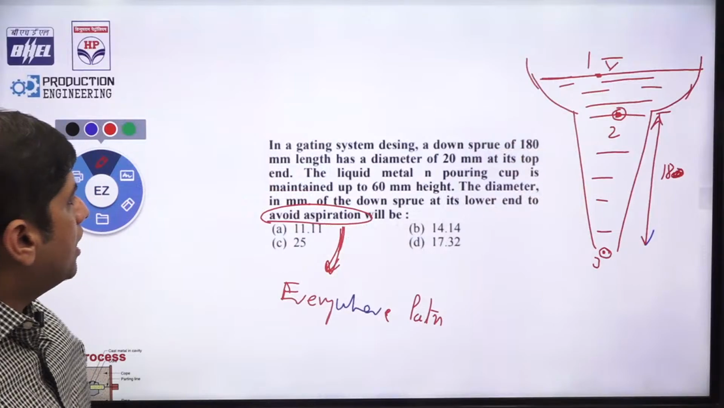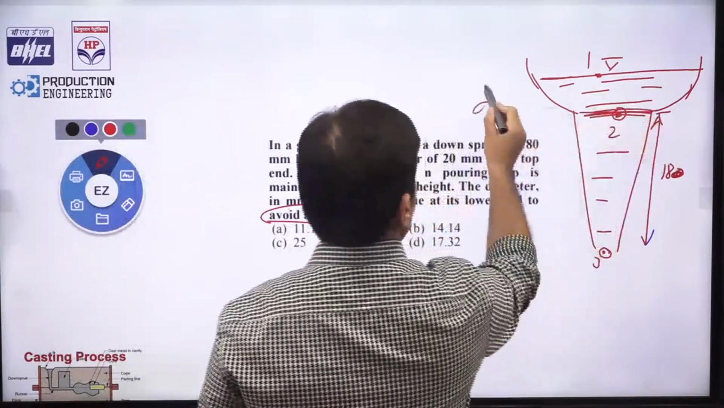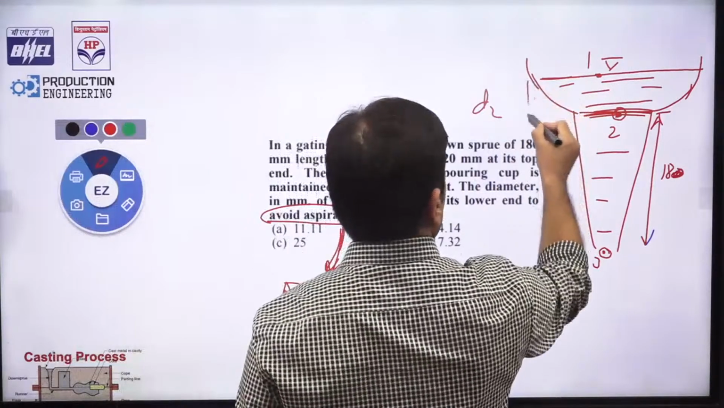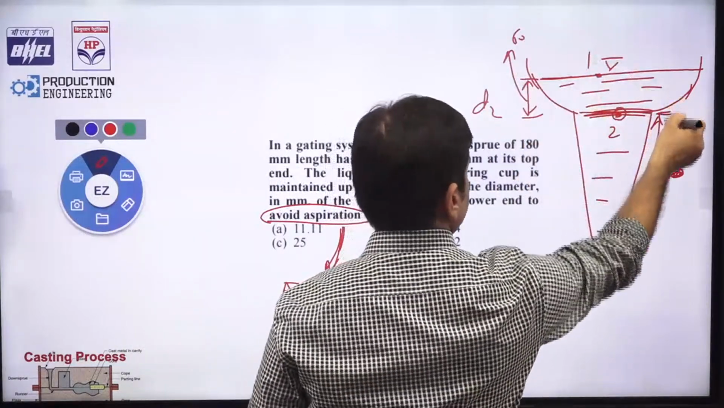And it has diameter 20 millimeter at its top. So here diameter D2 is given 20 millimeter. And the pouring cup is maintained up to 60 millimeter height. So this particular thing is 60 millimeter. This is 60 millimeter. So sprue is 180 millimeter.